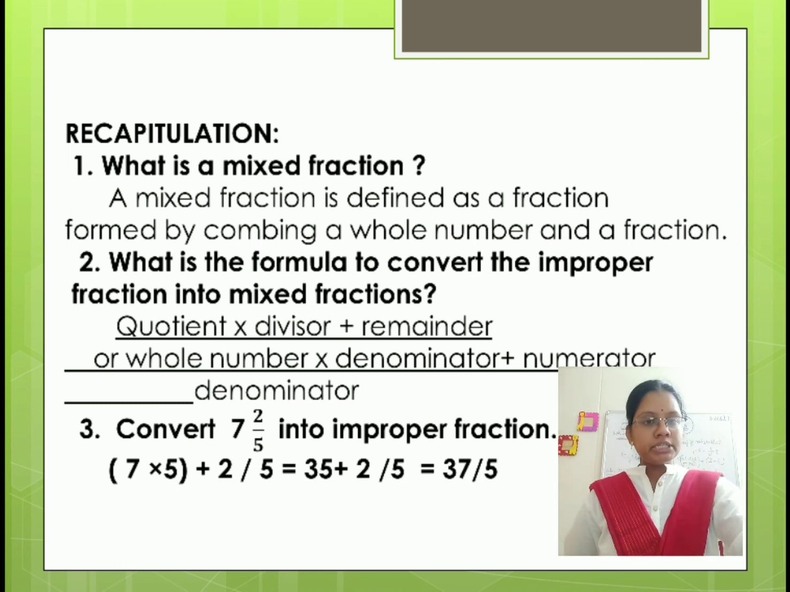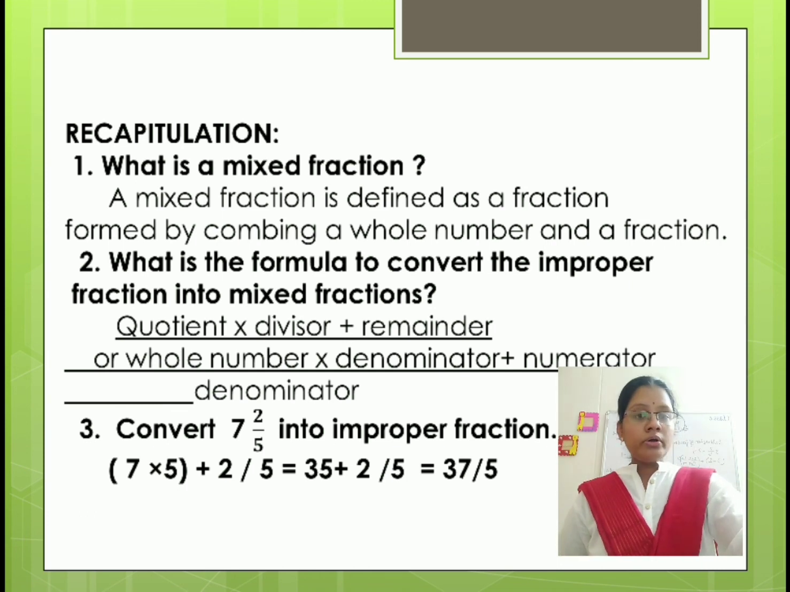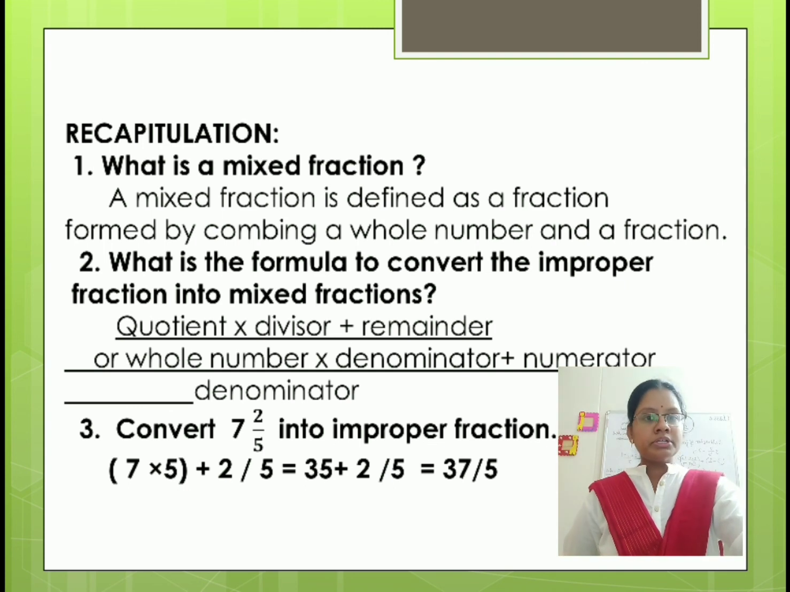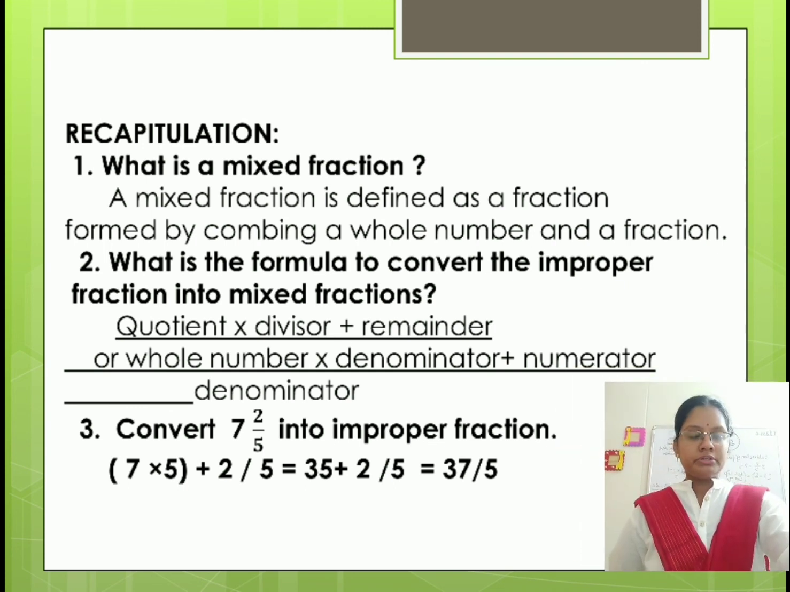Now how you will convert 7 2 by 5 into improper fraction? As I have taught you how to do this, 7 into 5 plus 2 by 5 is equal to 35 plus 2 by 5, that is equal to 37 by 5. Very good, students.